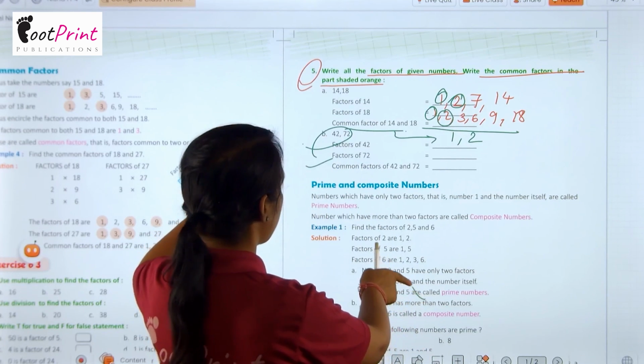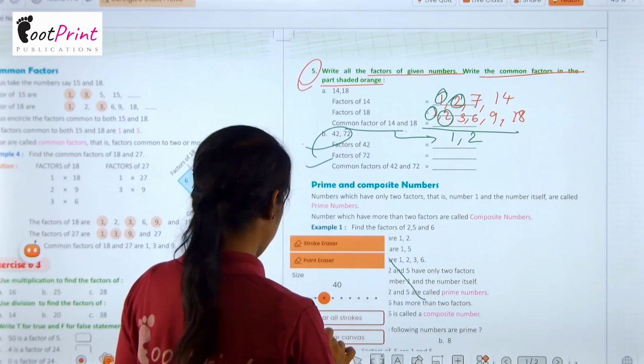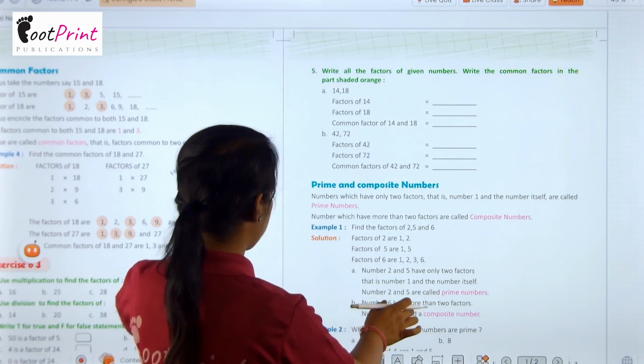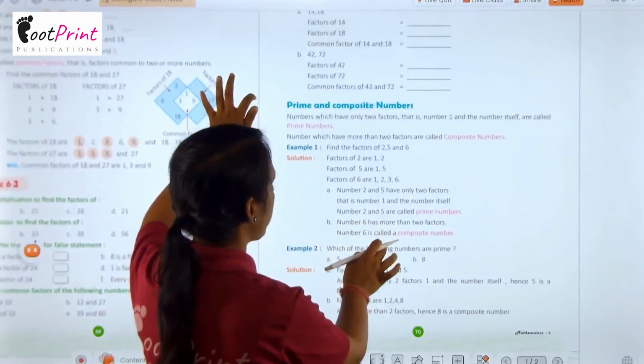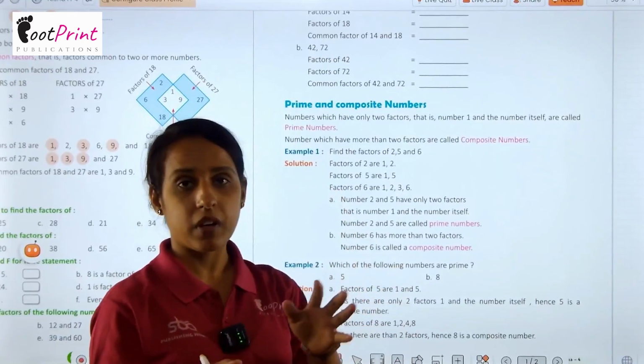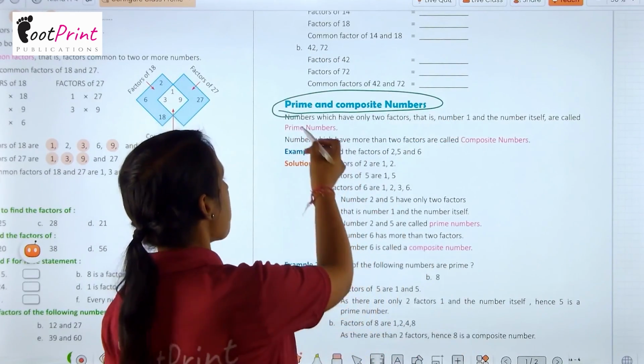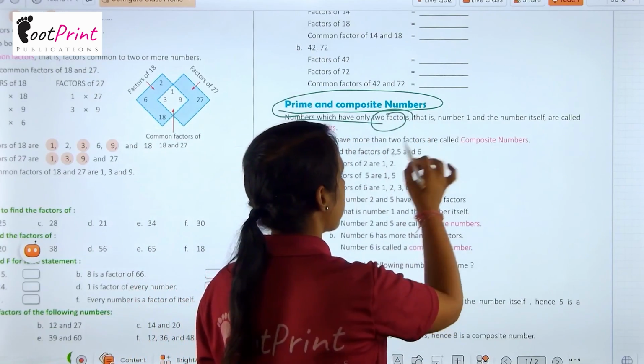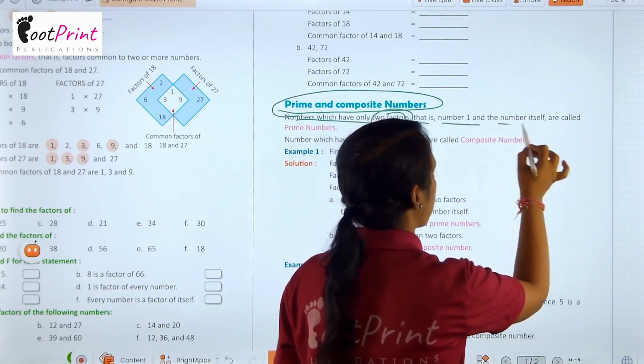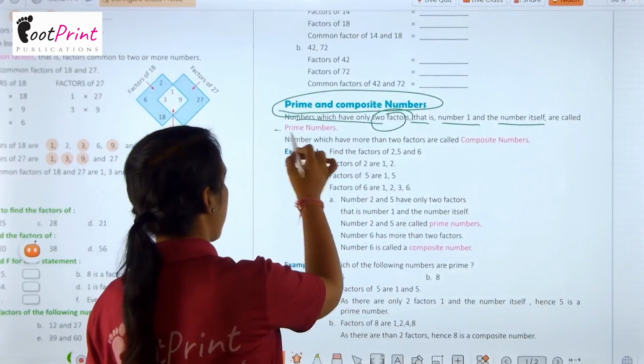Okay. Now we will move to the other concept, that is prime and composite numbers. So what are prime and composite numbers? Let's learn about it. Okay. A number which has only two factors, that is the number 1 and the number itself, is called a prime number.